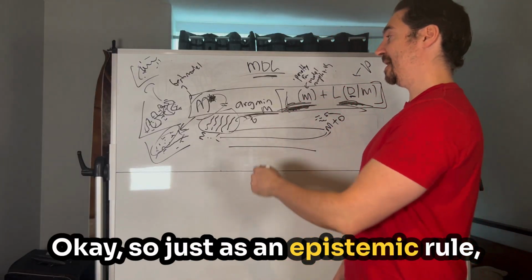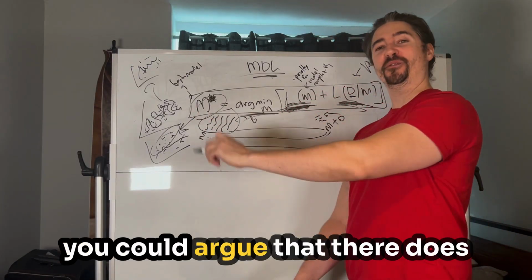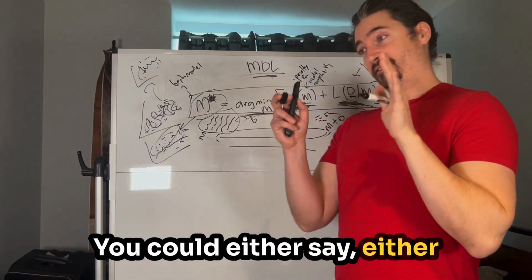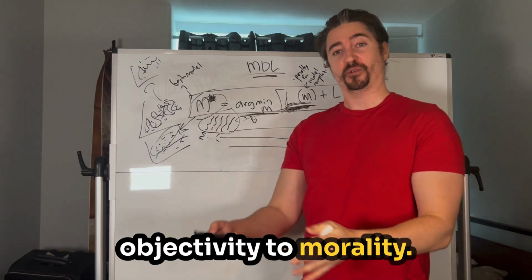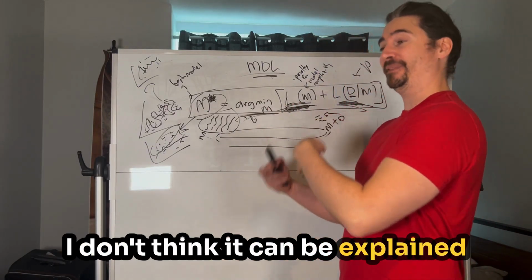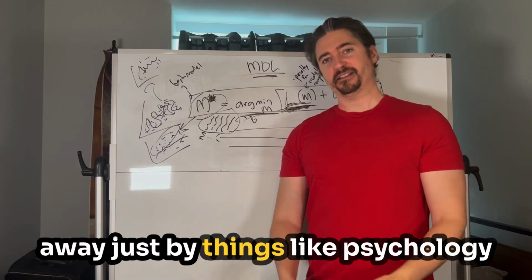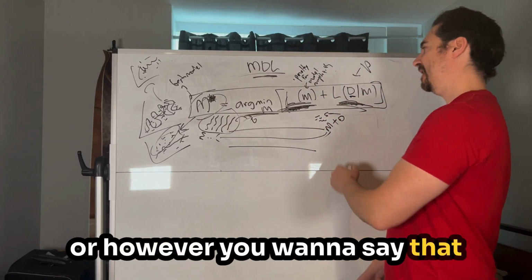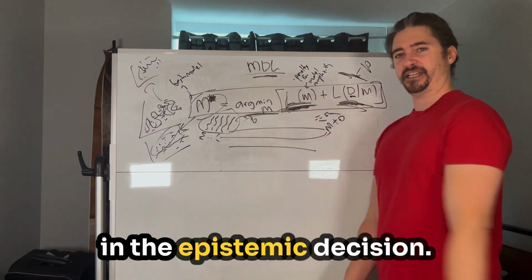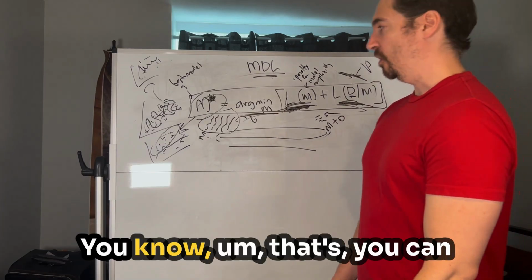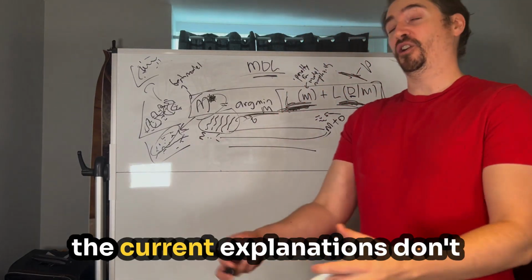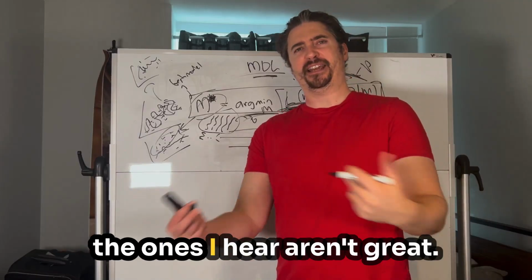So just as an epistemic rule, you could argue that there seem to be one or two options. You can either say, I think there is some objectivity to morality. I don't think it can be explained away just by things like psychology or evolution or cultural preferences, because you get a lot of bloat in the epistemic decision. You can go for that moral objectivity version, or you could just say the current explanations don't seem to be that good, or the ones I hear aren't great.